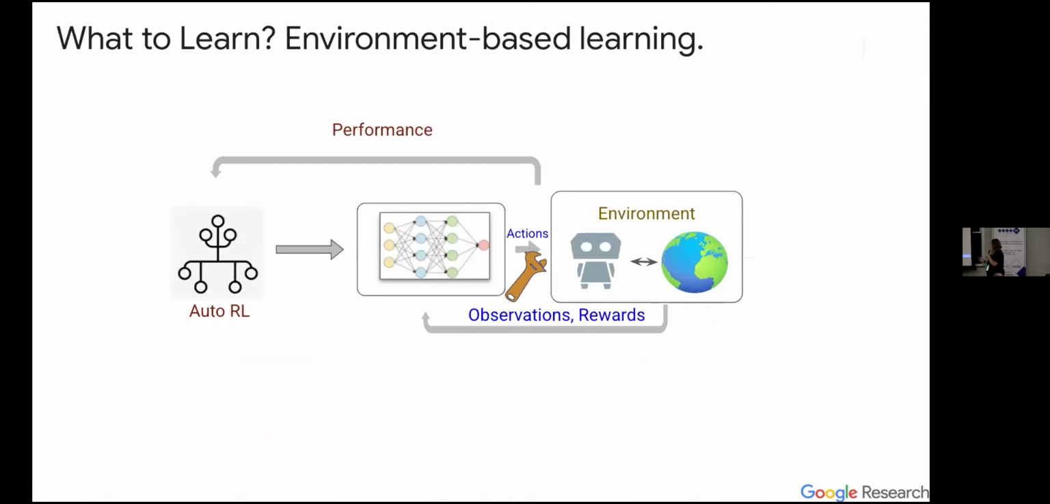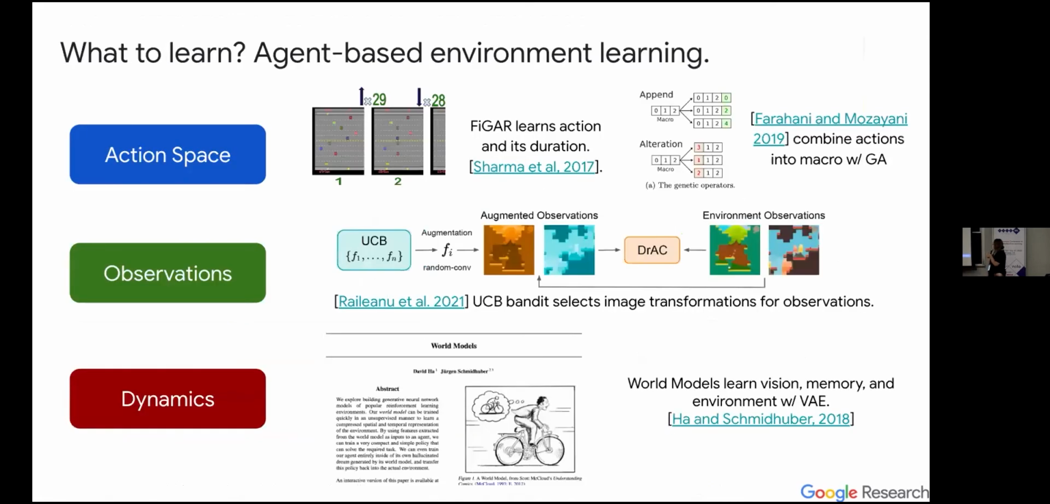Environment-based learning. This is more of the frontier now. Roughly, we can learn the action space, observations, and the dynamics. On the action space, people have looked at how we can simplify the actions and reduce the blowing out of the dimensionality. So can I learn both what action to take and for how long? So go straight, but 20 steps if I'm going to exit here, or how I can combine them into more macro functions.